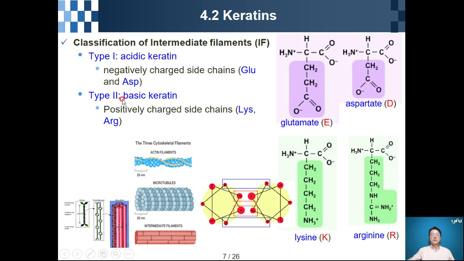How about type 2? Type 2 is also called basic keratin. Basic keratin means that they have lots of positively charged side chains. So at A and D locations they have the hydrophobic residues, and at the E location they usually have glutamate. But at the G location, they have lysine and arginine. So between E and G, ionic interaction happens. But except for these locations, type 2 basic keratin has lots of positively charged side chains, lysine or arginine. Okay.